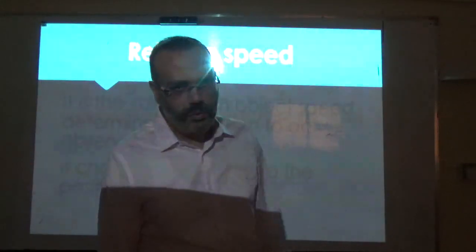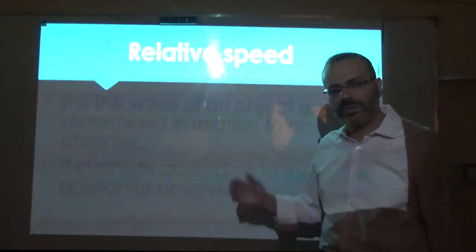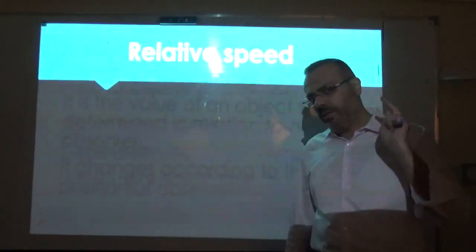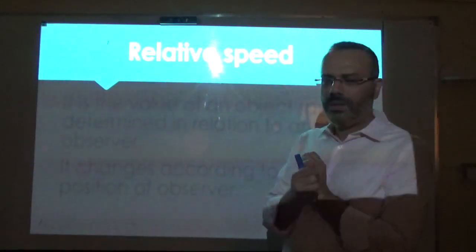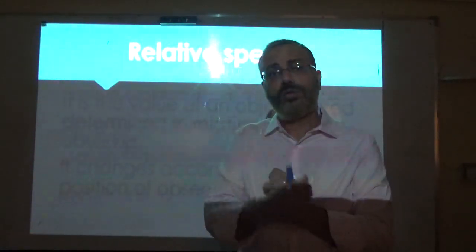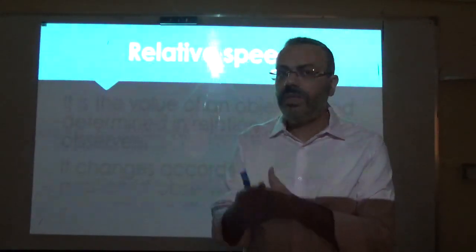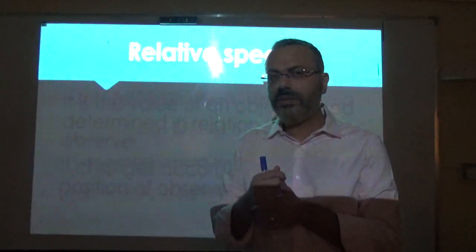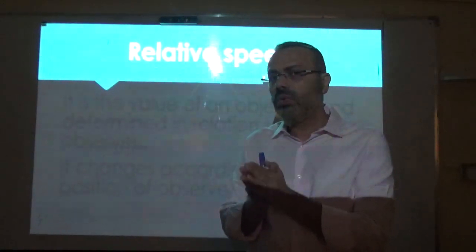Hello everybody, welcome back to our third session for science. In the two previous sessions, we talked about lesson 1: the meaning of motion, speed, the types of speed, the uniform speed, the non-uniform speed, and the last thing that we talked about was the average speed.